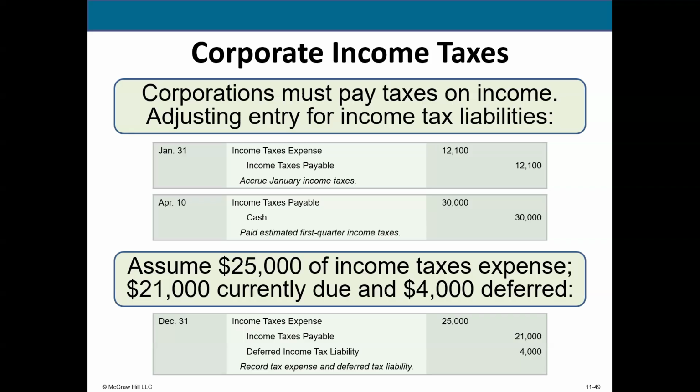Companies are required to pay their income tax on a quarterly basis. So every 3 months they pay their income tax. So the way that they do that is they debit income tax expense and credit income tax payable for each month, and then at the end of the quarter they debit income tax payable and credit cash. And that's the way it works. Very, very simple, very straightforward.